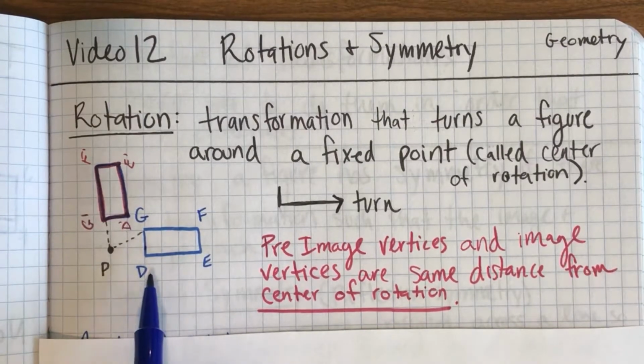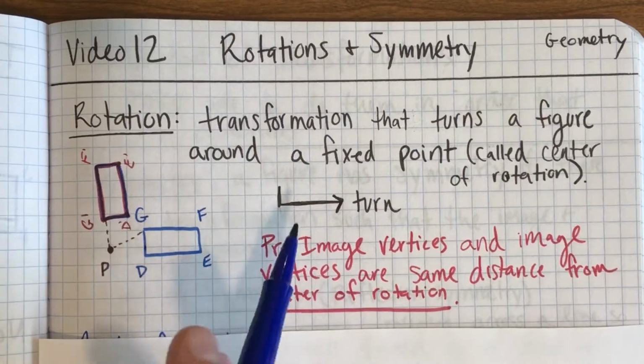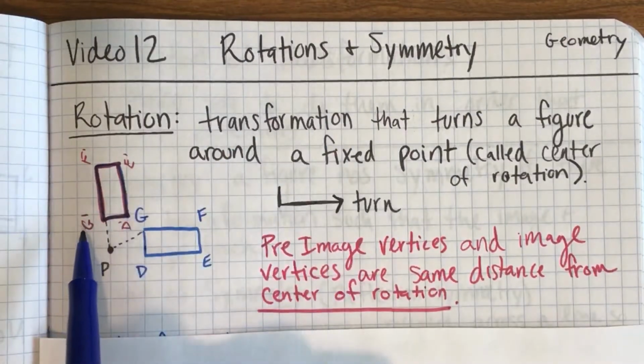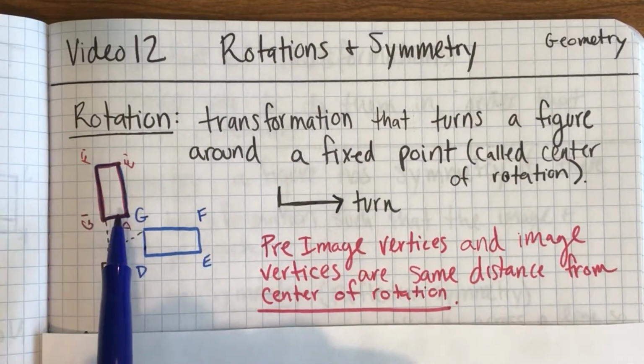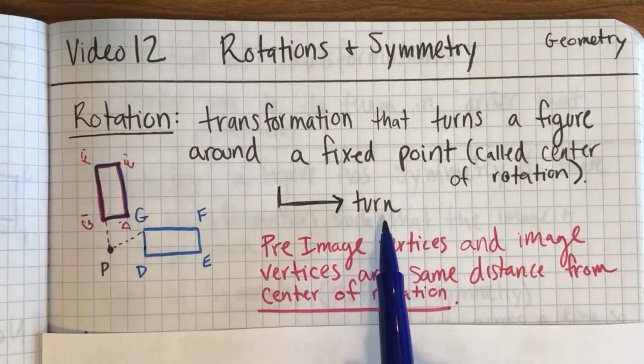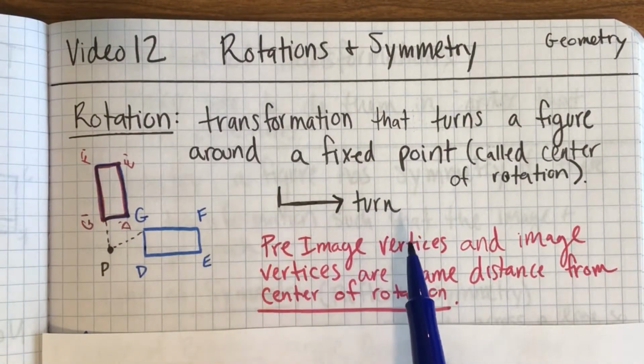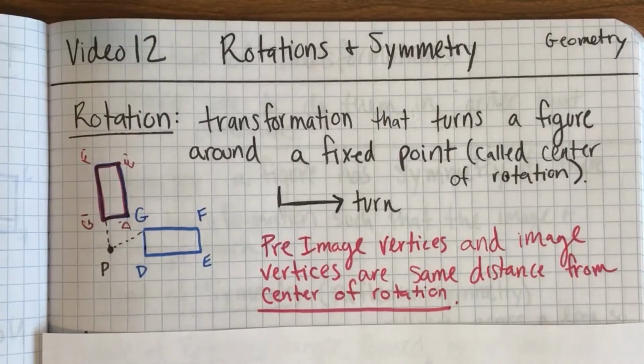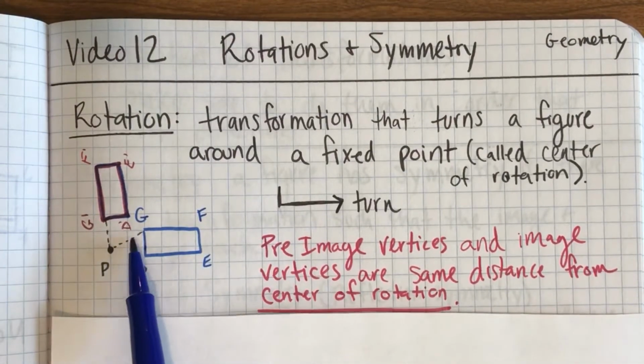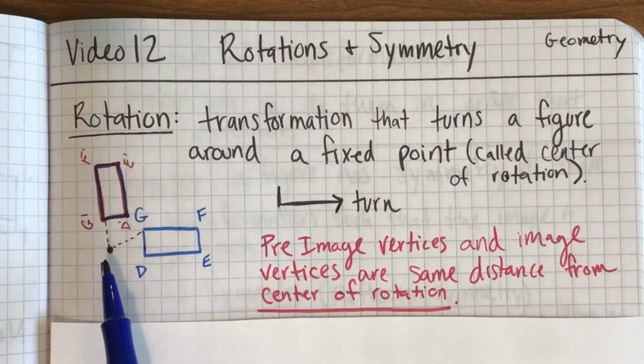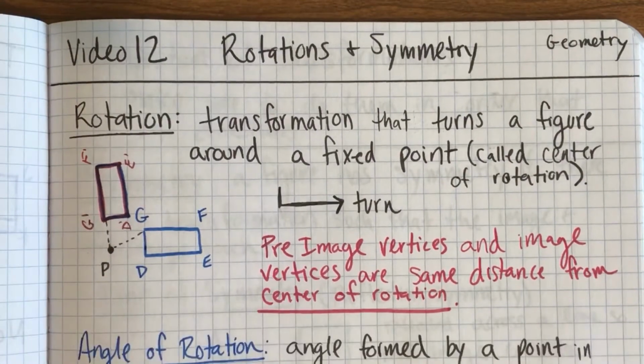So we take image DEFG and rotate it to its new image. Okay, and a lot of times we called this a turn when we were younger. And the pre-image and the image vertices are the same distance from the center of rotation. So G and G prime are the same distance from this point P.